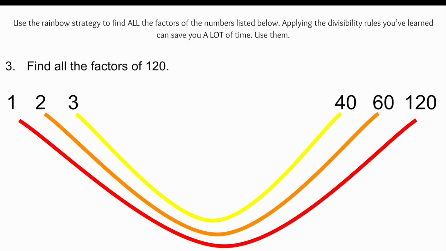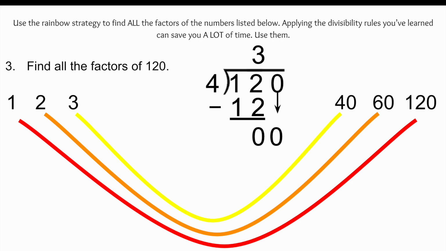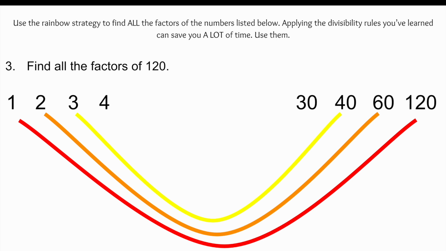Okay, now let's check 4. Is 4 a factor? Well, we don't know a rule for 4. We haven't learned that one yet. So we're going to need to do the long division. Let's do that. And if we don't get a remainder, then 4 is a factor. 4 can go into 12 3 times. We multiply, subtract, bring down. 4 can go into 0 0 times. And again, we can stop right there because 0 times 4 is 0, and we have nothing left to bring down. So 4 is a factor, right? It goes in equally, and 30 is the other factor. So I can write down 4 and 30. 4 times 30 equals 120.